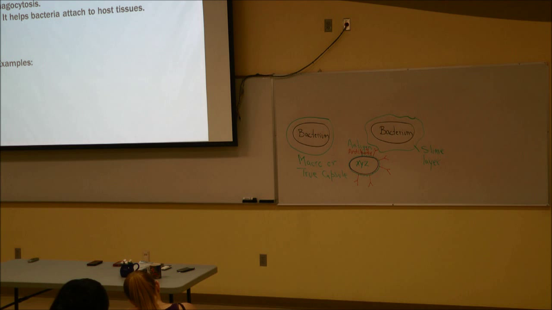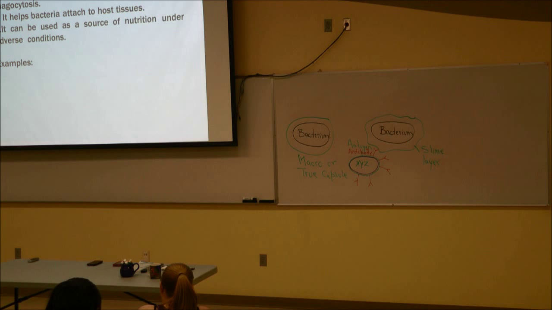Second function is like fimbriae. Fimbriae help bacteria attach, right? The capsule also helps bacteria attach to the host because it is a mucousy, gelatinous substance. Now, because they are made up of what? Chemical composition: protein, sugar, or a combination of both.